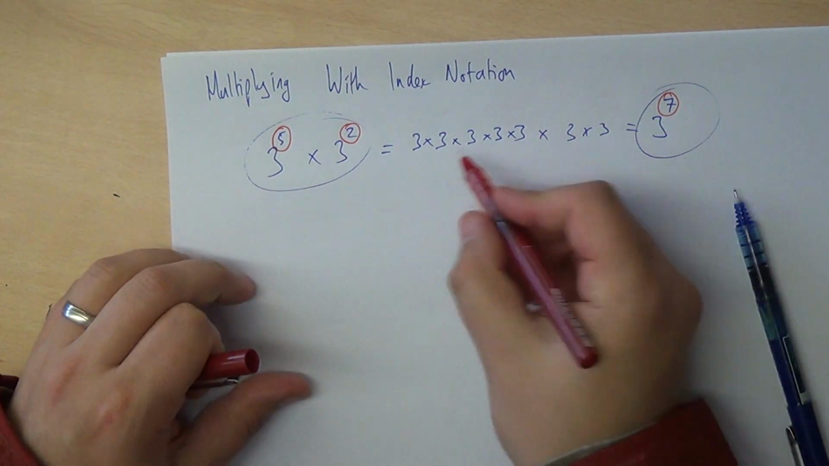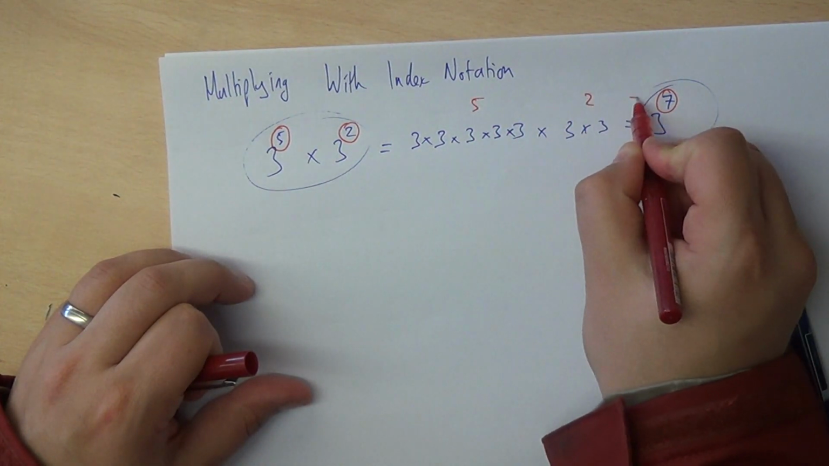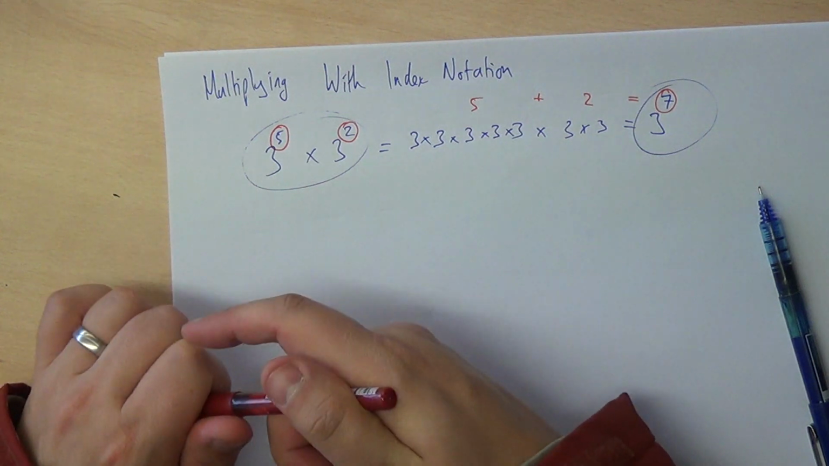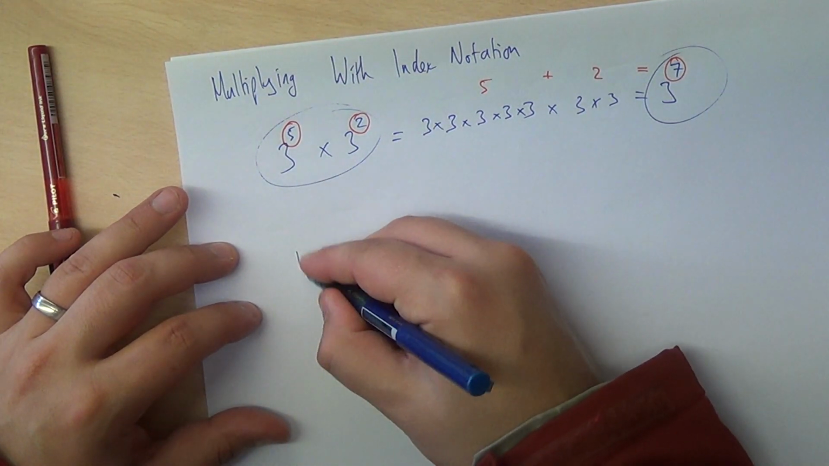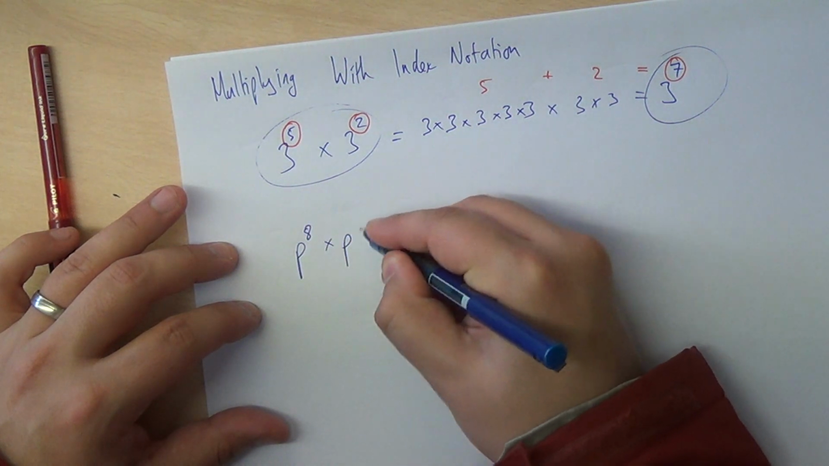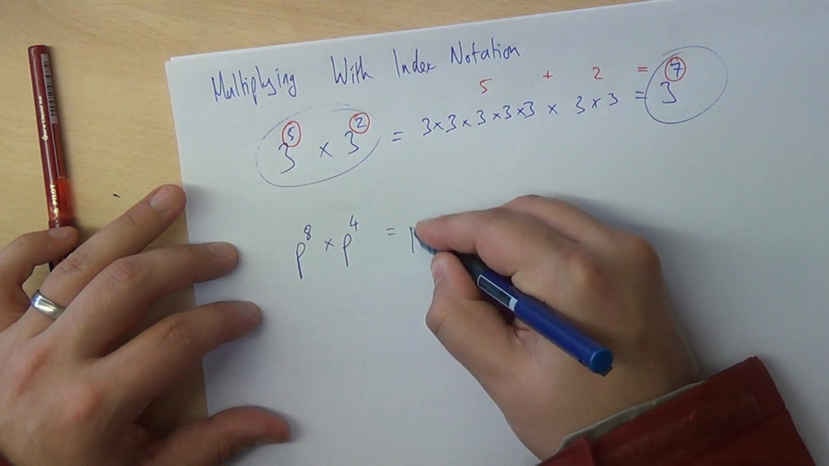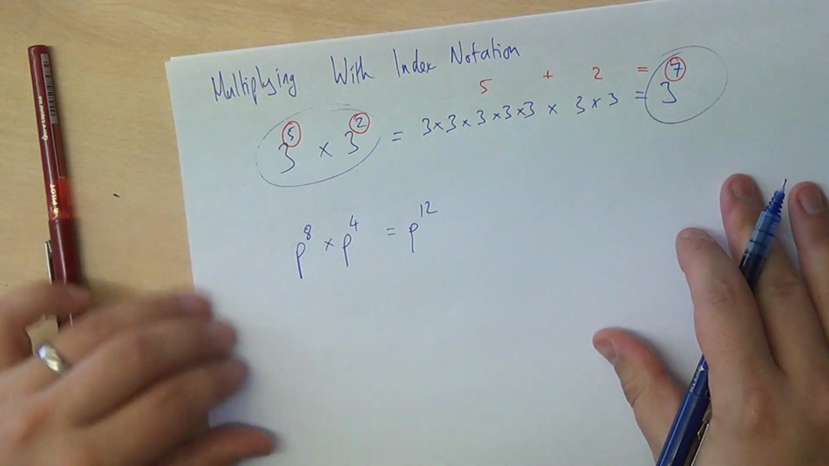And hopefully by now you spotted it. There were 5 here and 2 there, and we got 7. So we can just add the indices. Now, this works whether it's numbers or letters. So if we have p to the power of 8 multiplied by p to the power of 4, that's p to the power of 12. 8 plus 4 is 12.